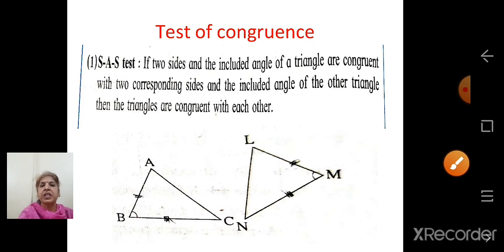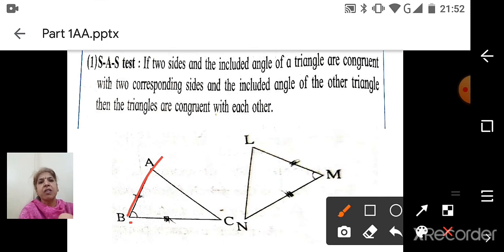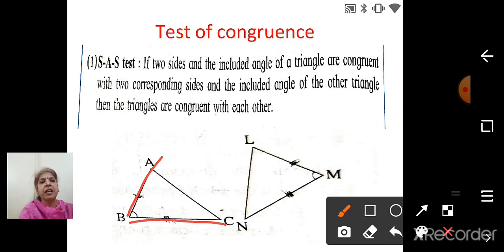First test of congruency is SAS test. Now the name indicates SAS. S stands for side, A stands for angle, S stands for side. So side, angle, side. It means 2 sides and the included angle. Now here it is shown. 2 sides are congruent, so it is the included angle B here. Same way here, 2 sides and the included angle. So the name indicates side, angle, side.